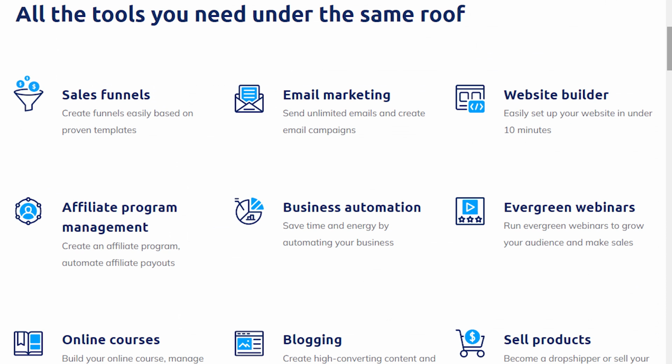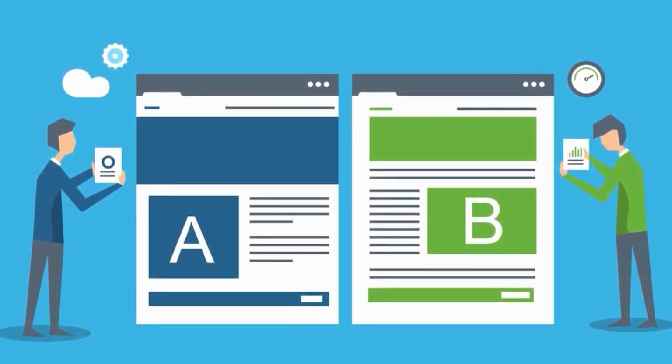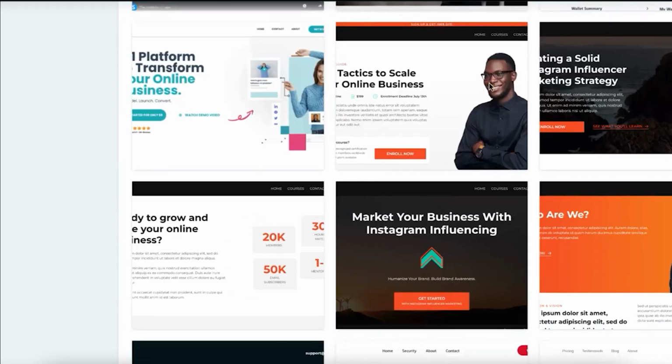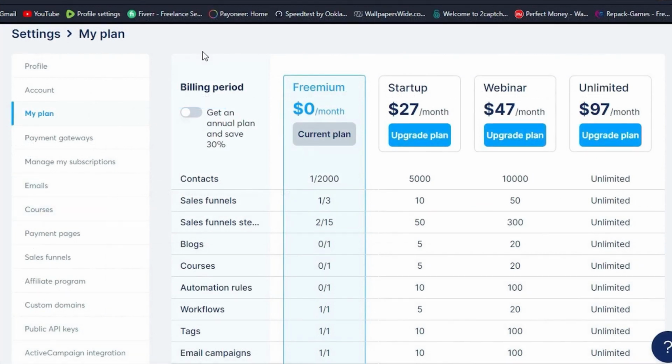Overall, Systeme.io is better because it's easy to use, has lots of useful features such as intuitive A/B testing and pre-built landing page templates, and also has a completely free plan.